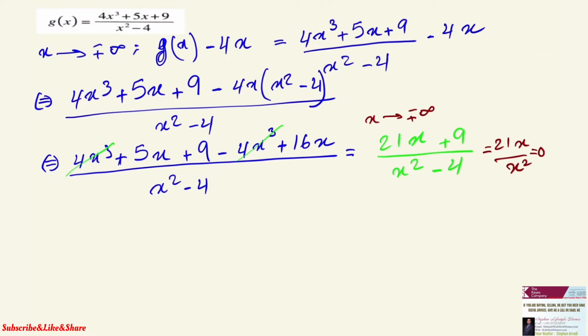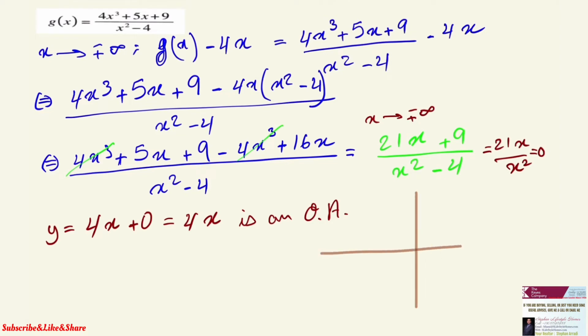Therefore we know that y equals 4x plus 0, which is just 4x, is an oblique asymptote. This asymptote is going to look something like this, to give an idea. We found first the verticals, one here and one here, and the other one is going to be something like this, 4x.